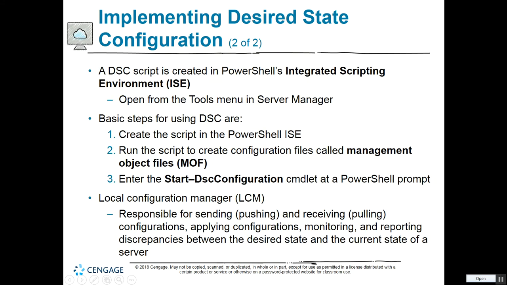Now a DSC script is created in PowerShell's Integrated Scripting Environment, ISE. You open it from the Tools menu in Server Manager. The basic steps for using DSC are: create the script in PowerShell, run the script to create configuration files called Management Object Files, MOF, and then you'll start the DSC configuration commandlet in a PowerShell prompt. So that commandlet, verb, noun, start DSC configuration commandlet, that will get you going.